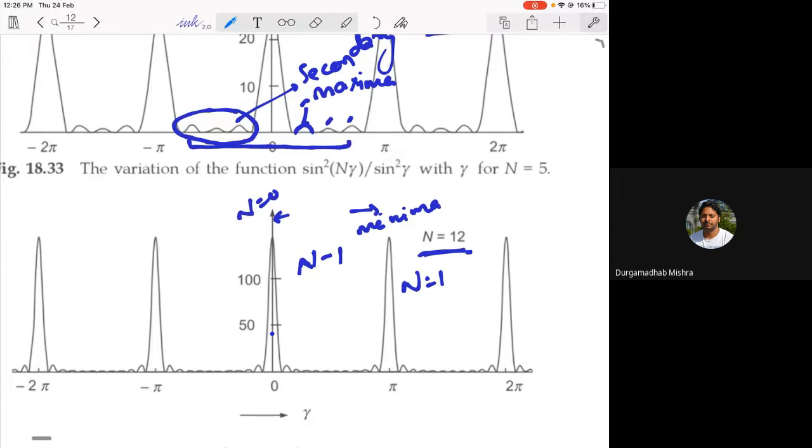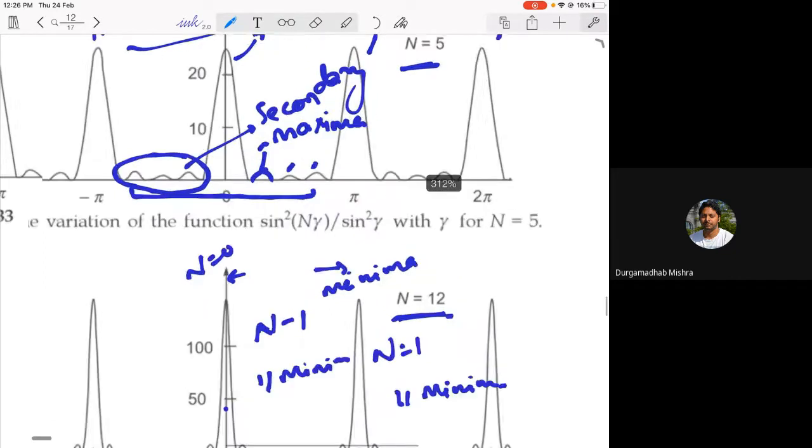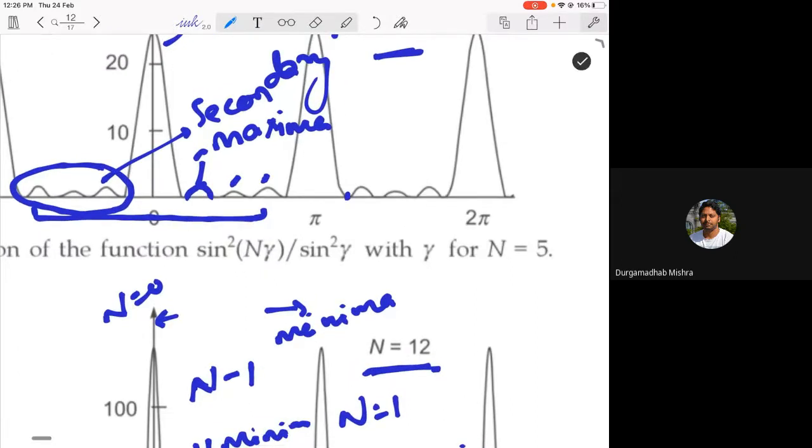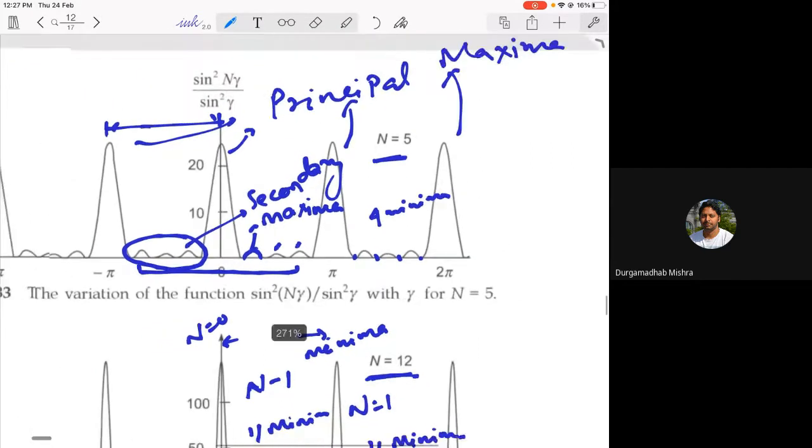So in this case, let's say 12 minus 1, so you'll observe 11 minima within two principal maxima. Here you'll have 11 minima, and here also 11 minima, and so on. If your n is now 5, you'll observe 5 minus 1. You can see that here: 1, 2, 3, 4. So n is equal to 5, and you have 4 minima here. This is what you will always observe in a diffraction grating.